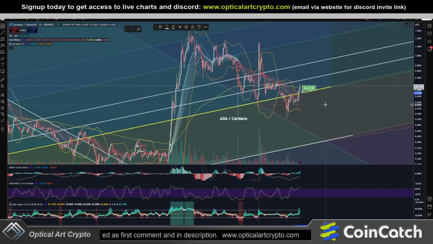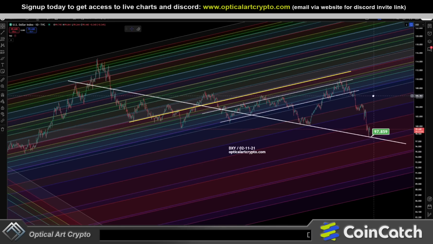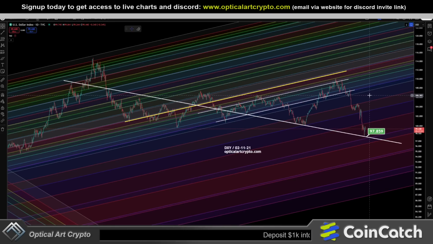Now, I will give you your key support and resistance levels if you're playing. Well, I'll come back and give you these key levels for these altcoins. The DXY, now this is something I want to point out. It looks like the DXY found some very, very key support.